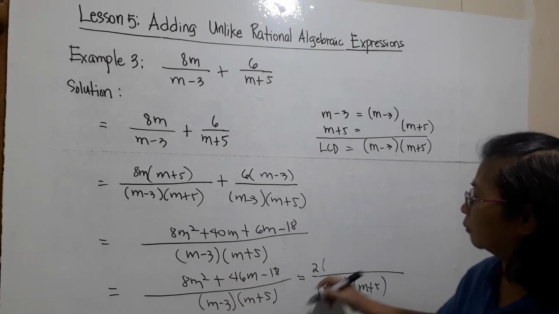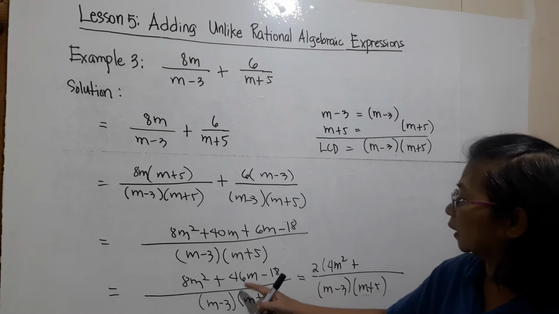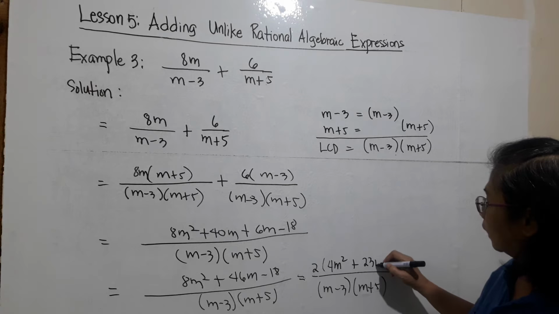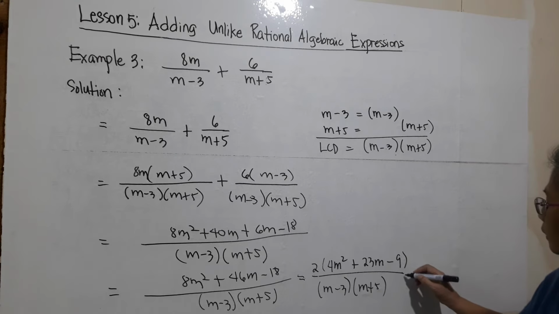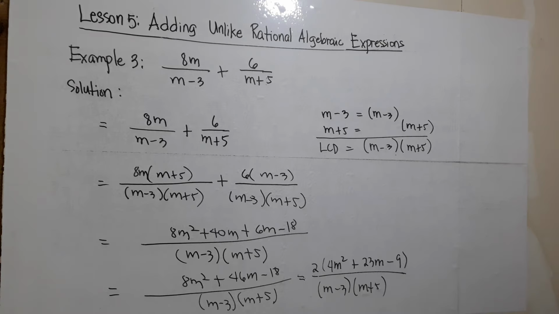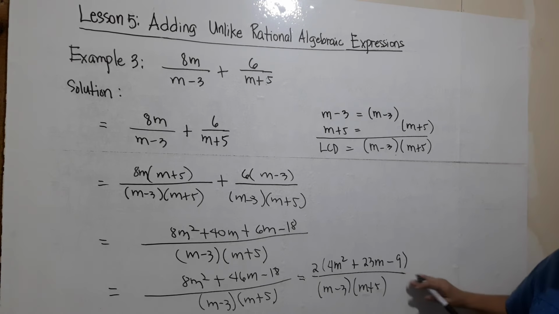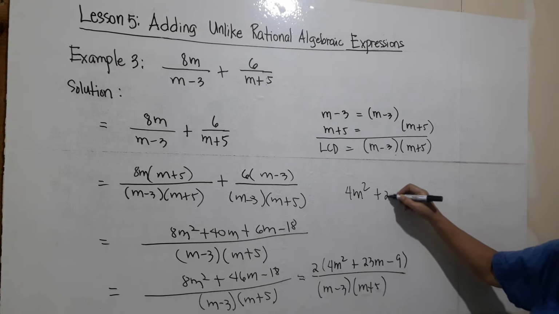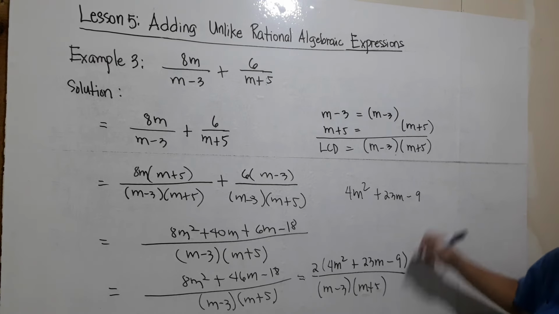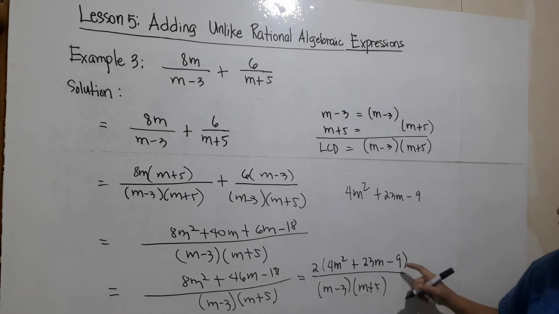8m squared divided by 2 is 4m squared. 46 divided by 2 is 23m. Minus 18 divided by 2 is 9. Do you think this will be factorable? Okay, let us try if we can factor 4m squared plus 23m minus 9. Since the first term is a perfect square and the third term is a perfect square, let's try.